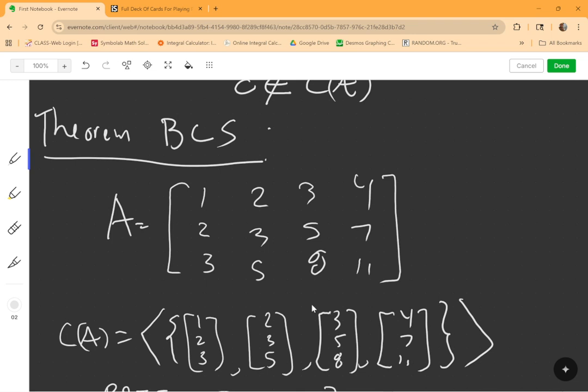So here's our matrix from our previous example. The column space of A is defined by the span of the columns, right? But again, the definition says nothing of linear independence. In fact, what I can see here is that this set is definitely linearly dependent, right?